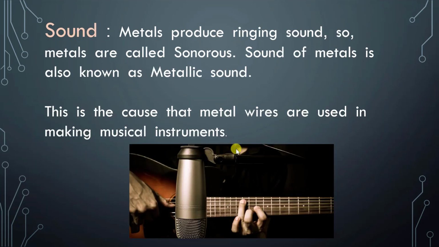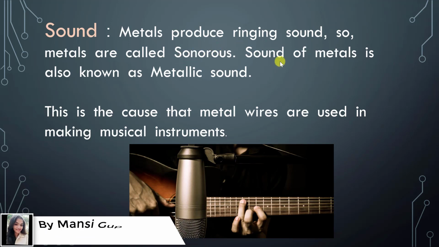Sound. Metals produce a ringing sound, so metals are called sonorous, and the sound of metal is also known as a metallic sound. This is the reason metal wires are used in making musical instruments. So this is another quality, that metals can produce a ringing sound, that's why they are called sonorous, and that's why we use metal wires in our musical instruments.